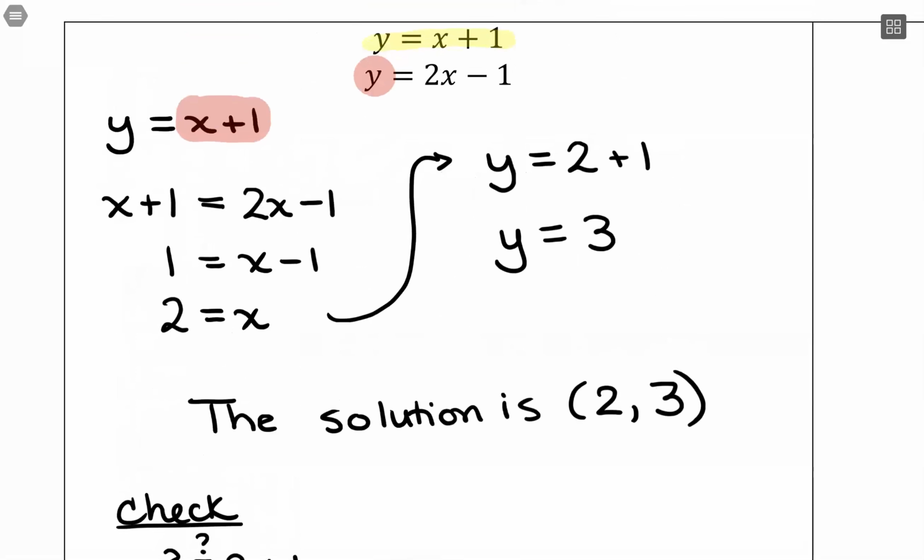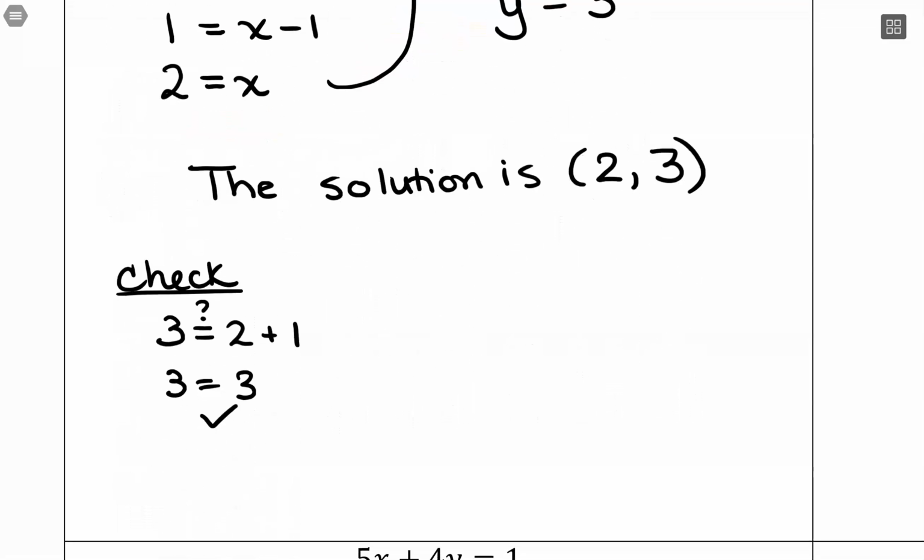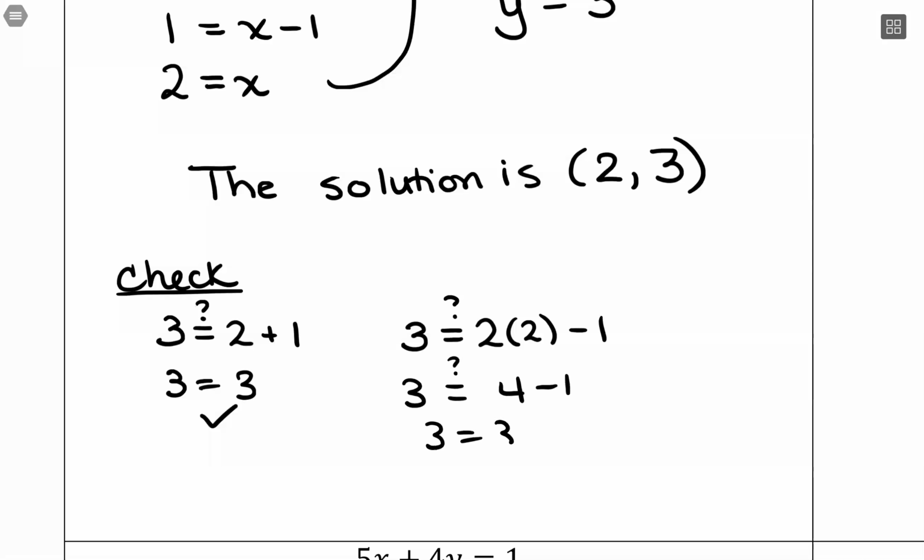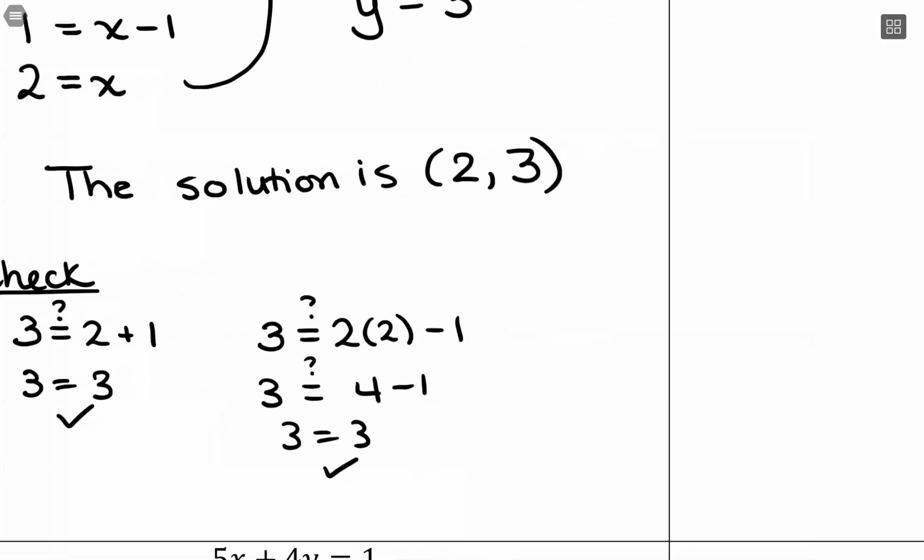And then our second equation with y equals 2x minus 1, so 3 equals 2 times x, which is 2, minus 1, and are those equal? Well, 3 equals 4 minus 1. Yep, that works out too. So, let's look at a few more examples, because it just gets us into the routine of it, to be comfortable with the substitution method.